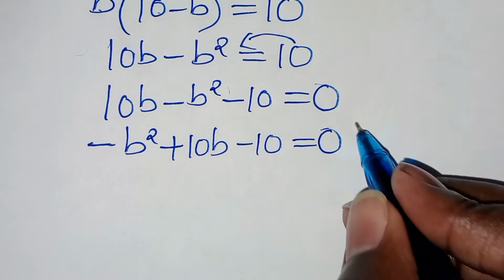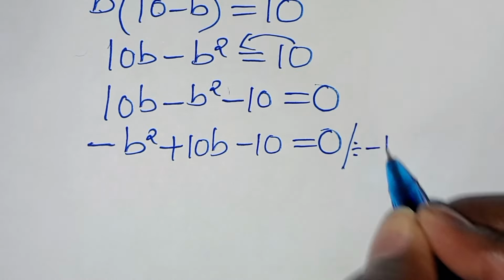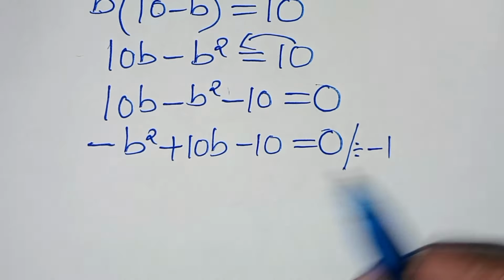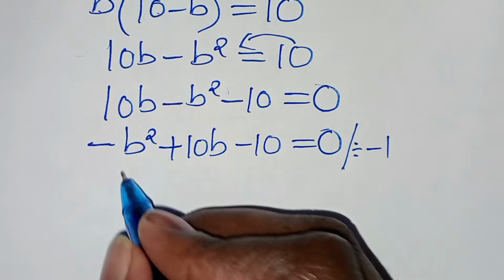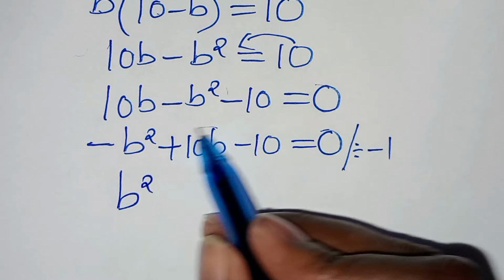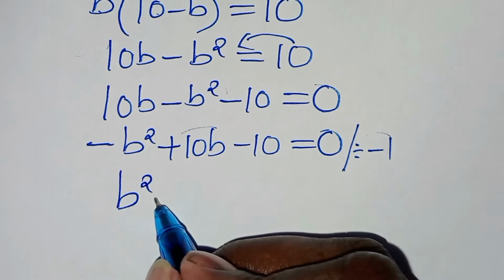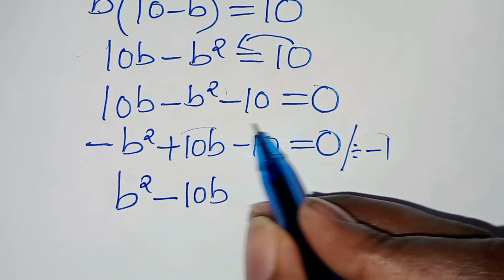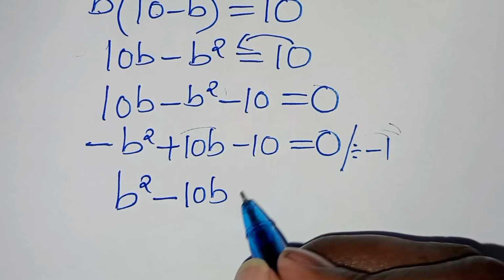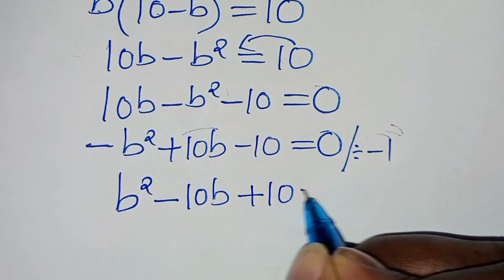So this implies that from here, let's divide both sides by minus 1. So minus b squared divided by minus 1 becomes b squared. Then plus 10b divided by minus 1 becomes minus 10b. Then minus 10 divided by minus 1 becomes plus 10. This is equal to 0. Now, this is a quadratic equation whereby a is equal to 1, b is equal to minus 10, and c is equal to 10.